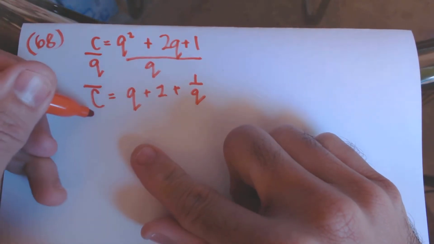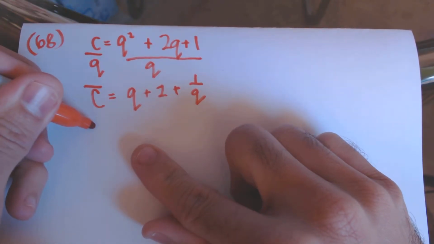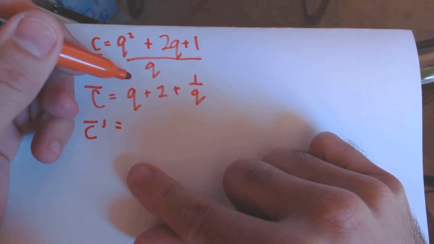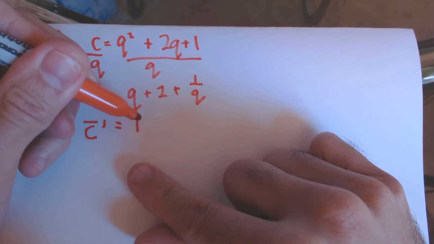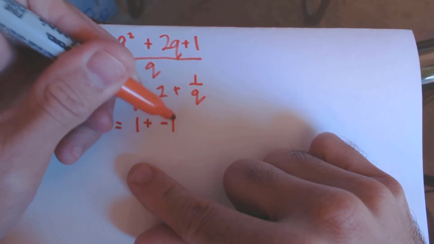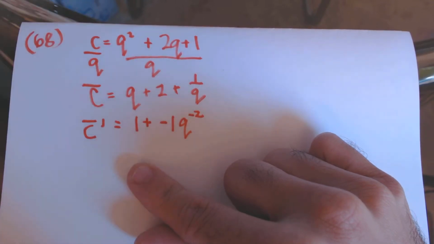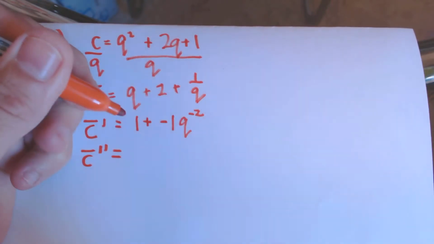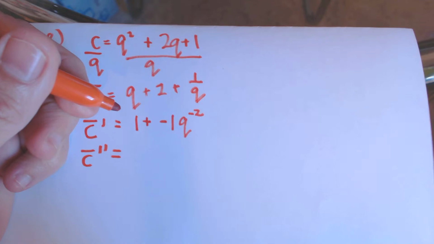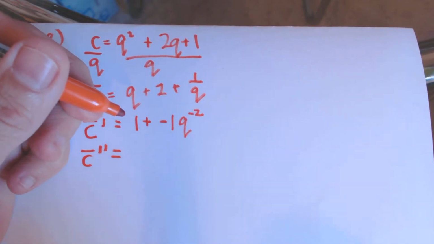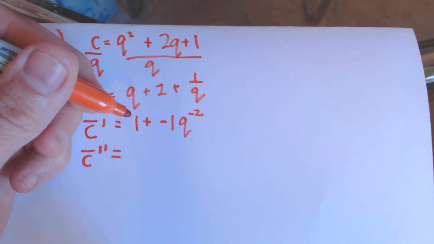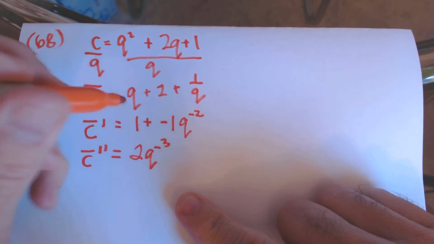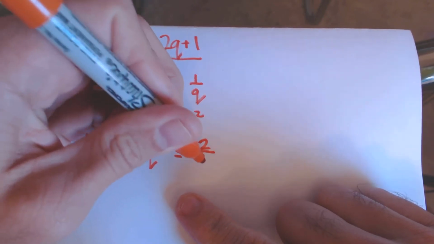So let's find the second derivative of this function. So we have c, the first derivative is going to be 1 plus negative 1 times q to the negative 2 power. And then the second derivative is going to be two times q to the negative 3 power. So we have 2 over q cubed.